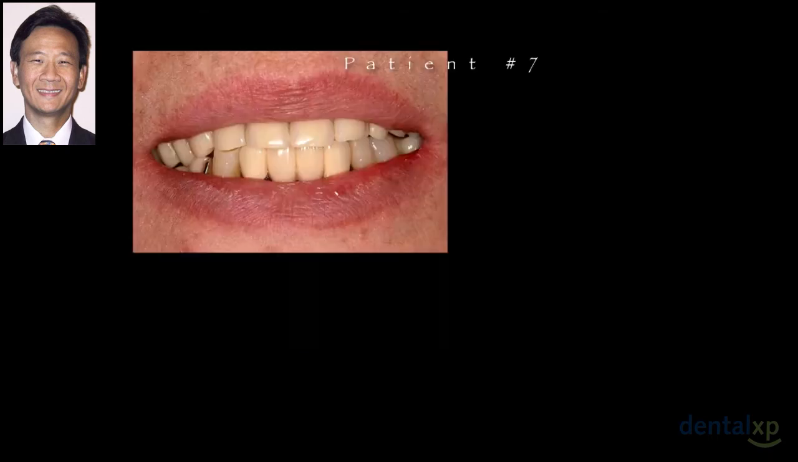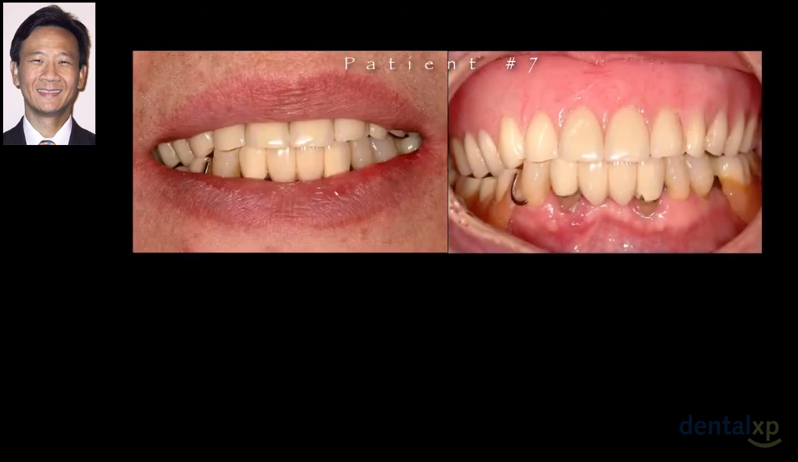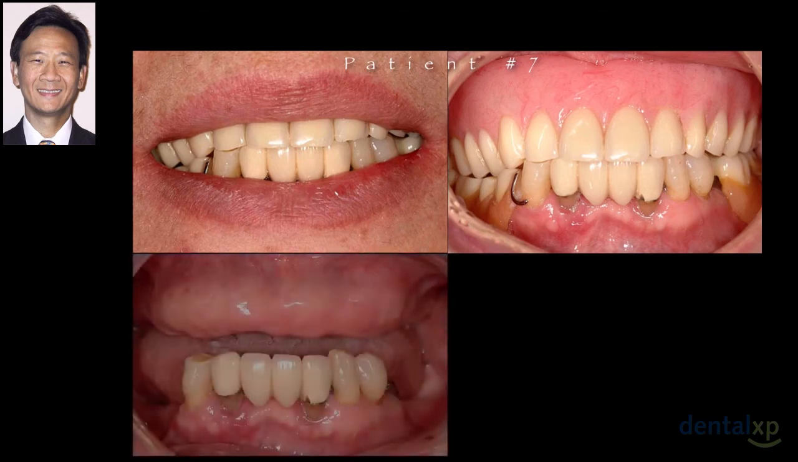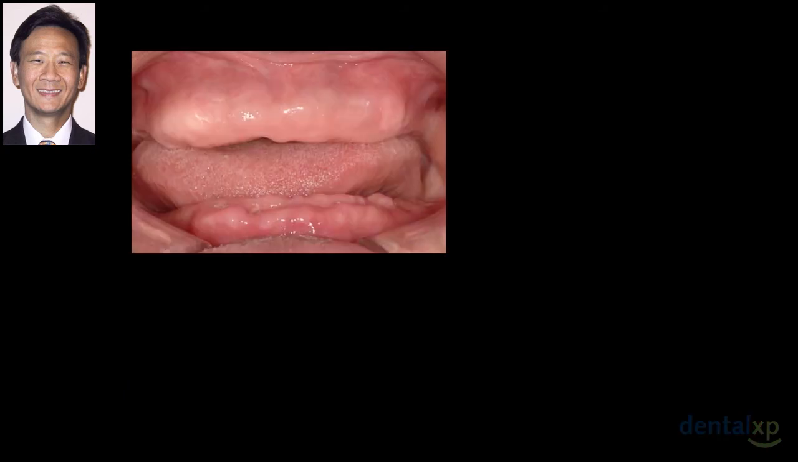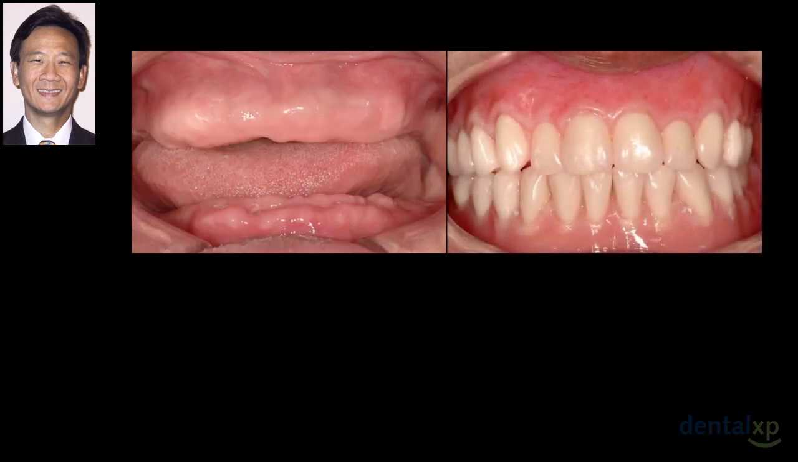This patient, number 7, began treatment with me having a maxillary denture that was ill-fitting, a mandibular partial denture with periodontally involved teeth on the mandibular arch, and fractured teeth. It was diagnosed that the teeth should be extracted and immediate dentures were fabricated.